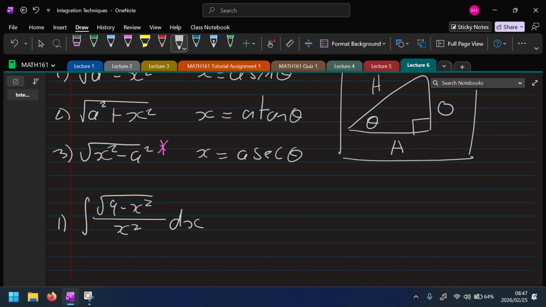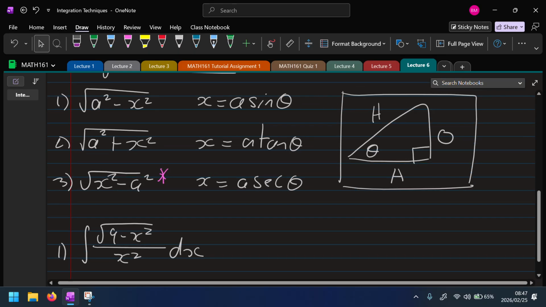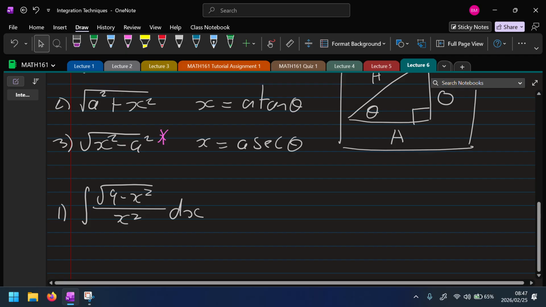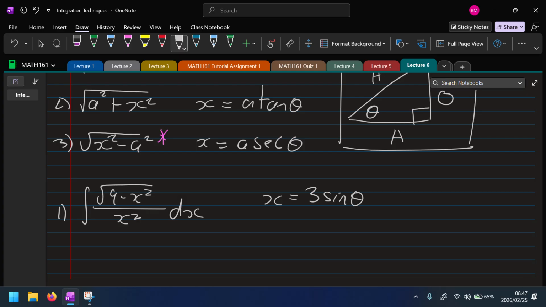So in the root, we have 9 minus x squared. Which case is that going to be? 1, 2, or 3? 1. Okay, what is a going to be? 3. Good. So we're going to substitute x equals 3 sine theta. Wherever we see an x, we make the substitution. And then we need dx as well. So dx will be 3 cos theta d theta. Once we've got that, we can substitute. After all of the substituting, we'll see we have a trig integral that we need to solve.